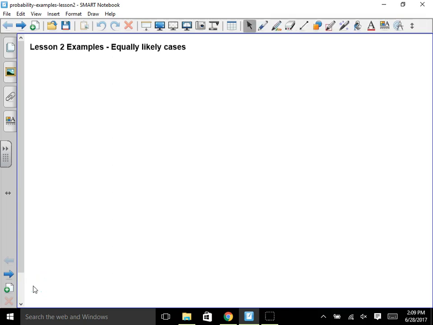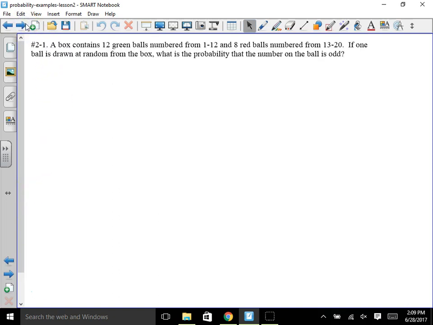But all these will involve the ideas in Lesson 2 that we have equally likely cases. So the probability is the number of outcomes in the event over the number of outcomes in the sample space. Okay, the first one here: a box contains 12 green balls numbered from 1 to 12 and 8 red balls that are numbered from 13 to 20. If one ball is drawn at random from the box, then what's the probability that the number on the ball is odd?